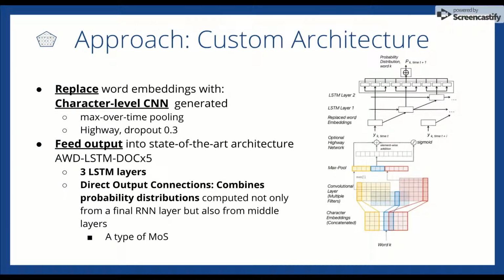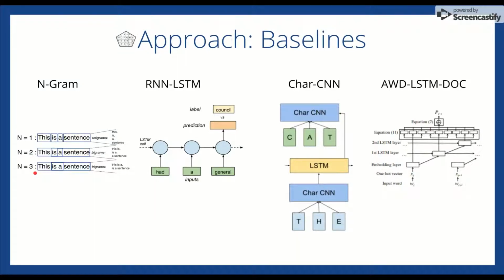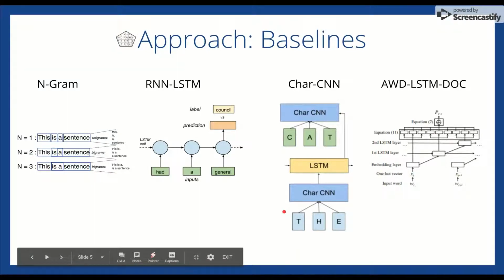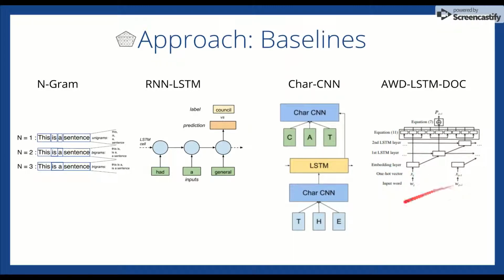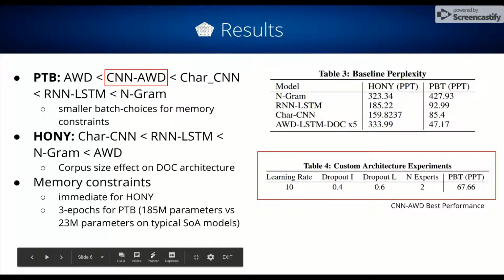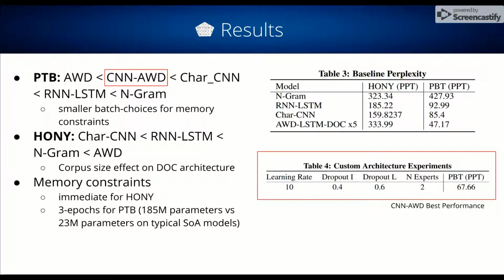So what are our baselines? We have 4 baselines. We have a 5-gram model, a simple RNN LSTM model implemented in PyTorch, a character CNN model, as well as the state-of-the-art model. Here are our test data results on Tree Bank and Pony. Our custom architecture performed better than the character CNN without direct output connections, but did not beat the state-of-the-art direct output connections model. One constraint we faced was in the number of GPUs we were able to employ, which meant we weren't able to train for a large number of epochs or use a large number of batch sizes. On Honey, the state-of-the-art architecture performed more poorly than we expected, perhaps because the DOC architecture isn't meant for smaller corpuses.